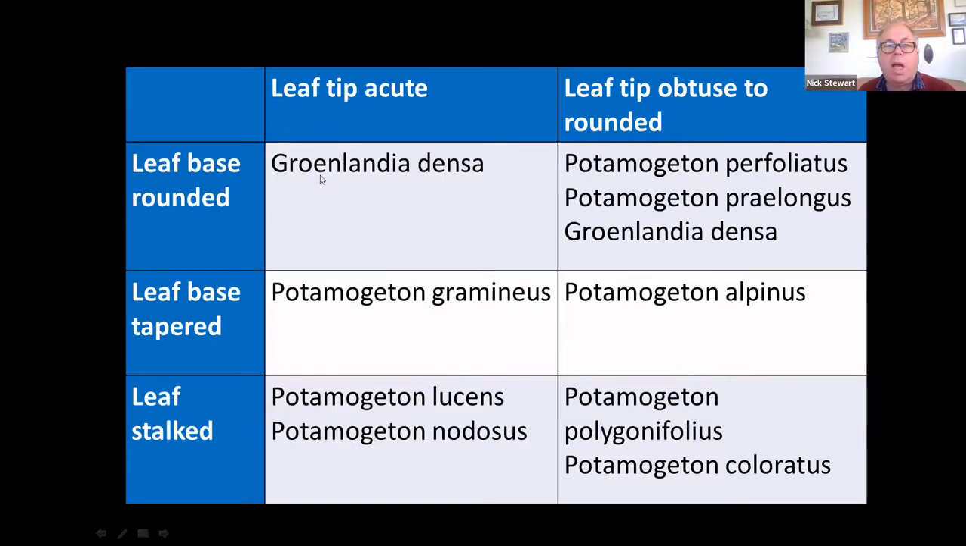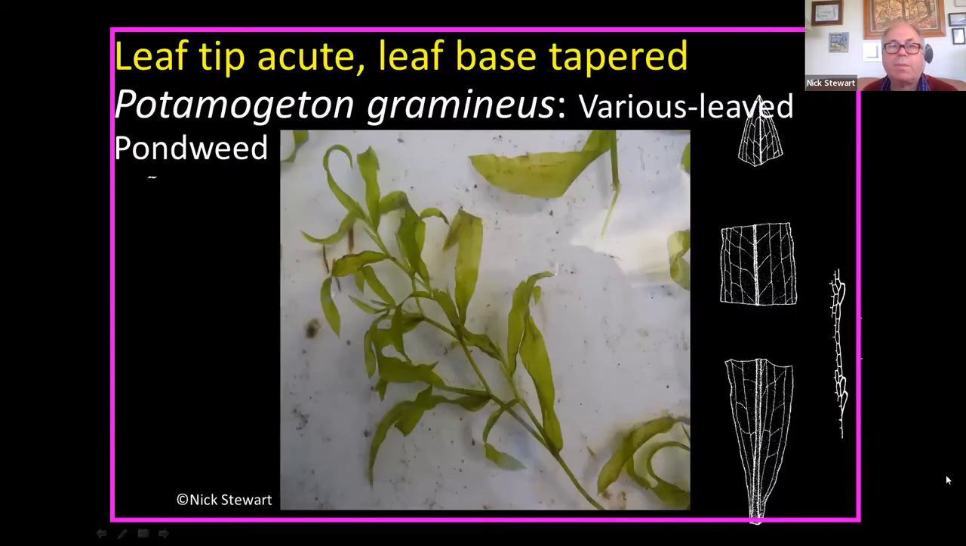I will leave Groenlandia. Groenlandia at first glance looks as though it has acute tips, but actually when you look closely, they're usually quite blunt tipped at the final tip. So I'll discuss Groenlandia in more detail when we get to this box here. So I'll jump straight to this one with the leaf tips acute and with tapered leaf bases.